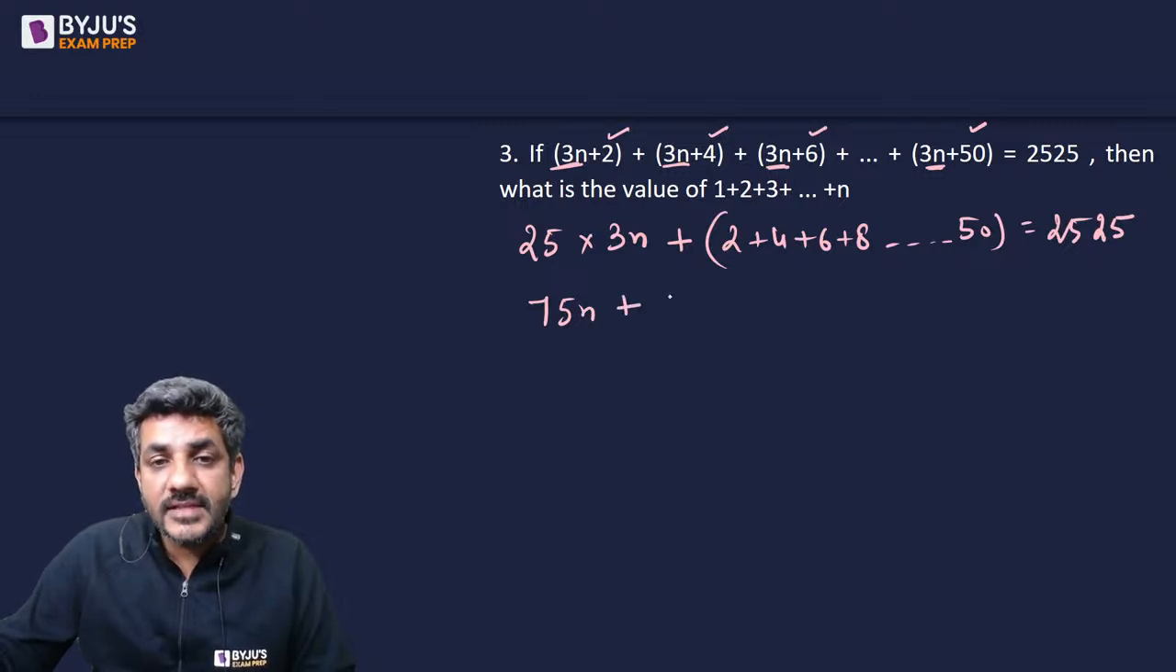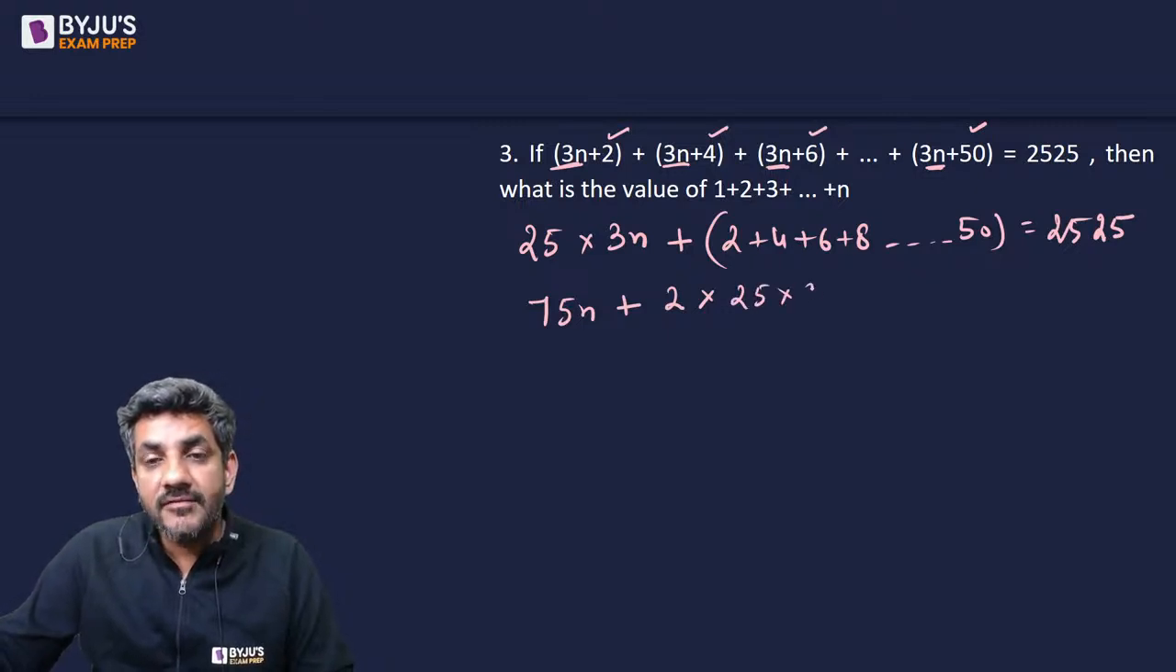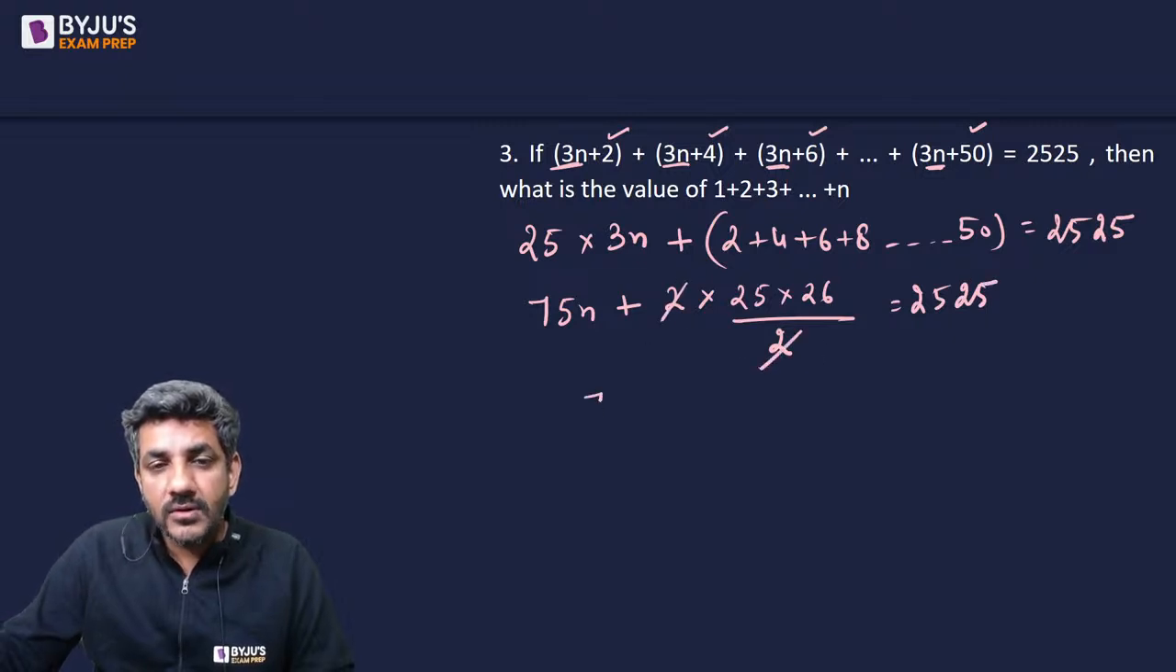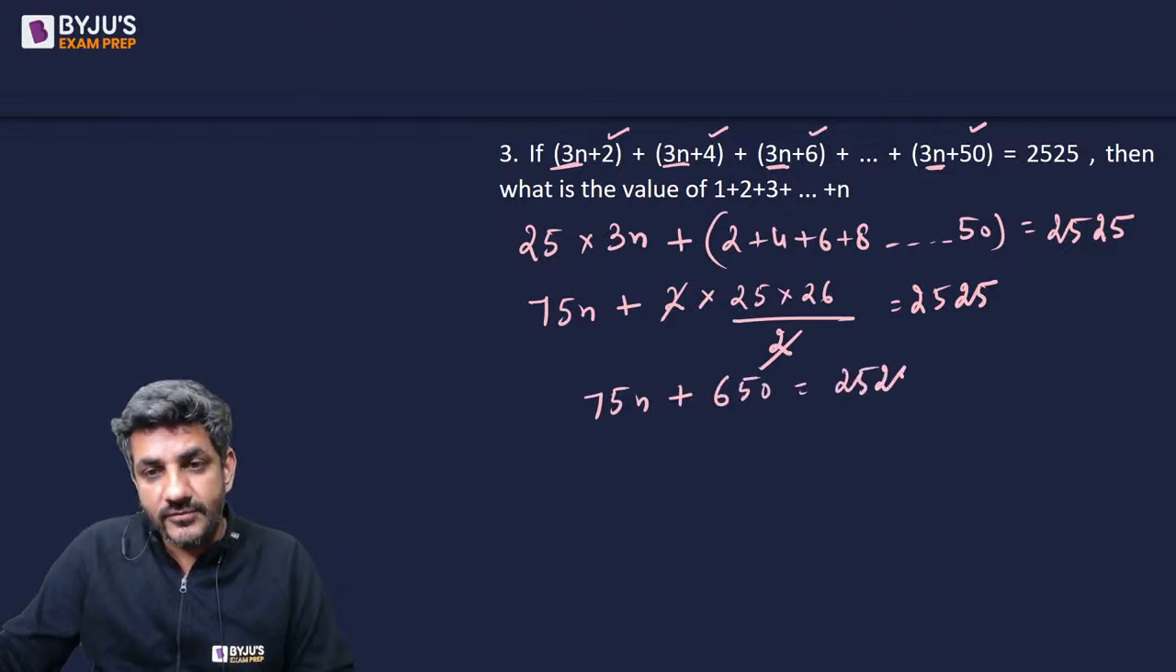Now from all of this I can take 2 common. I will be having 1 plus 2 plus 3 plus 4 up to 25, and the sum of the first 25 natural numbers is 25 into 26 divided by 2. This whole is given as 2525. These two can be cancelled out, and I get 75n plus 25 into 26, which is 650, is equal to 2525. Take it on the other side.